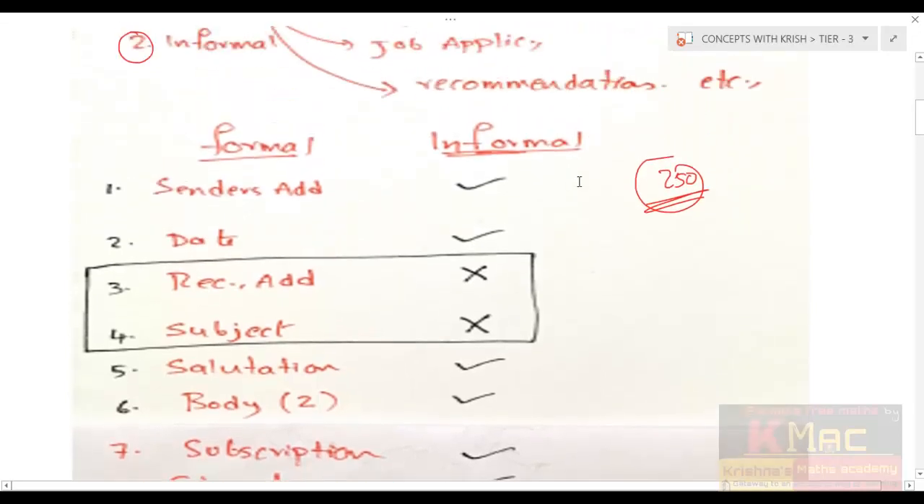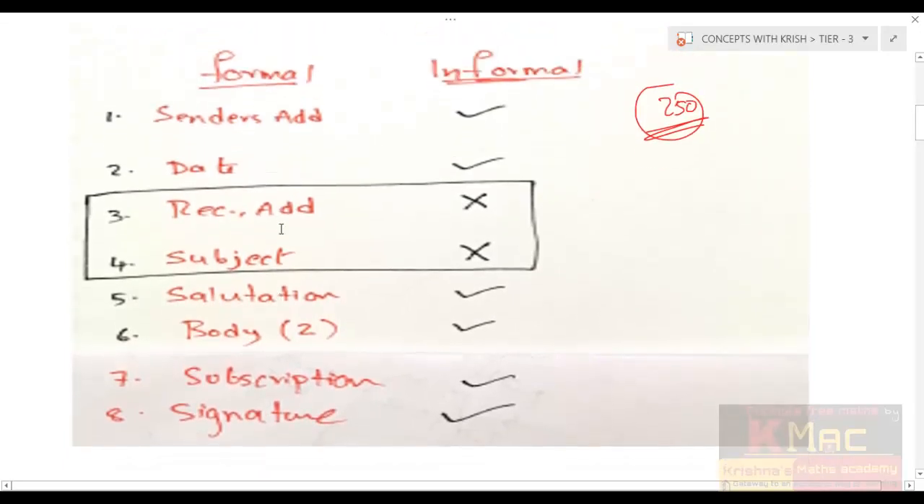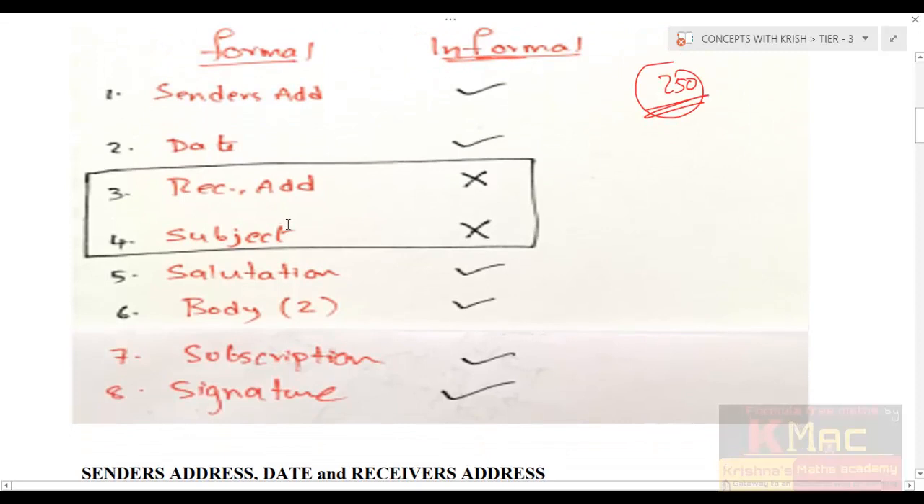So that is the difference I'm telling you. In either a formal letter or an informal letter, you will have exactly 8 parts. First part will be sender's address, second is date, third receiver's address, fourth subject, fifth salutation, sixth body, seventh subscription, eighth signature. I'll be telling you each and every topic in detail.